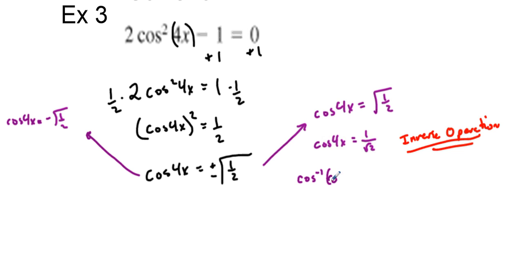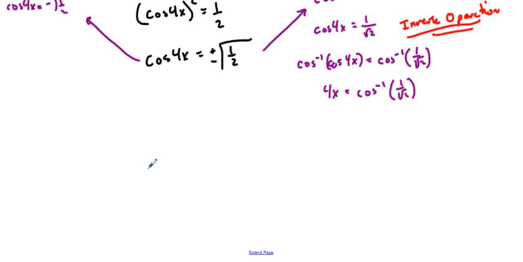When we do that, the cosines cancel out, and we have the inverse cosine of 1 over the square root of 2. What we have then is 4x equals the inverse cosine of 1 over the square root of 2. Now, from here, we have to figure out what these values are going to be, from 0 to 2 pi. Because we're doing inverse, we find an angle. So we're trying to find an angle that will give us the ratio of 1 over the square root of 2.